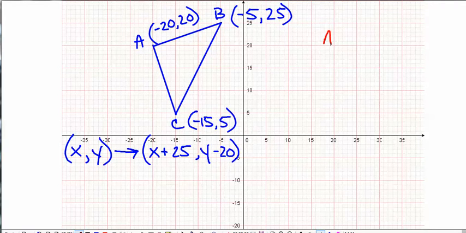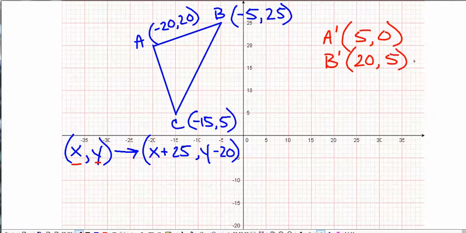So, if we're going to get A prime, we got to take negative 20 and do what with it? Add 25. So what's going to be the x value at A prime? Good. And the y value? 0. Very good. This means take each xy and add 25 to the x and subtract 20 from the y, doesn't it? B prime is going to be located at? Very good. Does everybody see that?